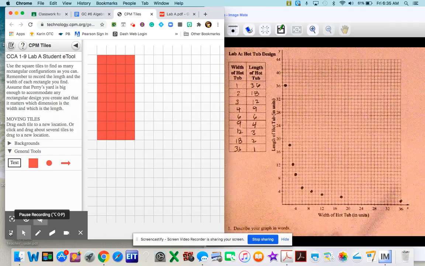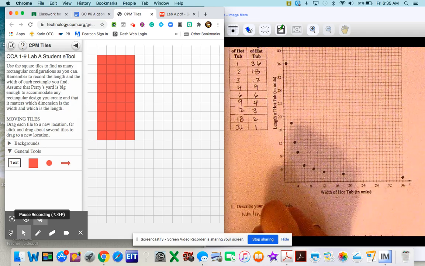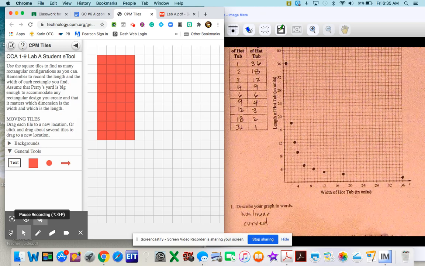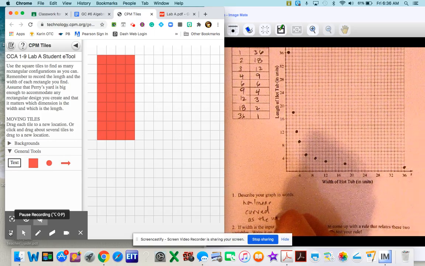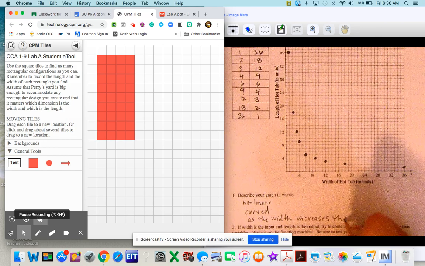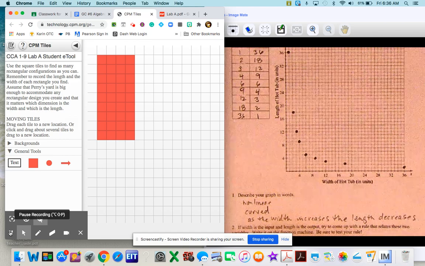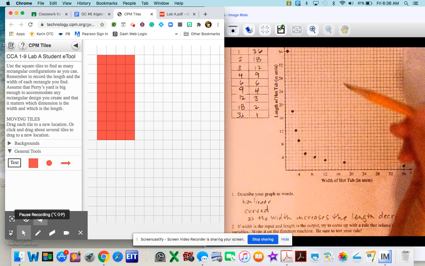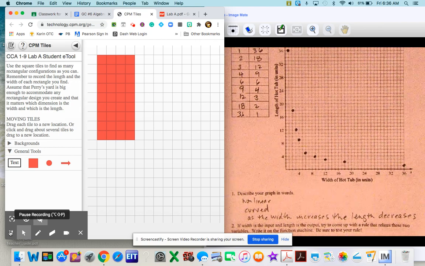Okay, so there's lots of different things you could have said here. You could have said, well, it's nonlinear. You could have said it's curved. You could have said that as the width increases, the length decreases. Okay. So what else could we have said? So some people may describe it by the shape. It looks kind of like L-shaped, sort of. Okay. So just a couple different words to describe it.